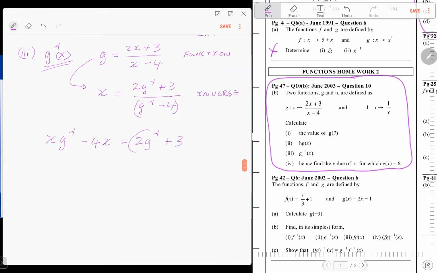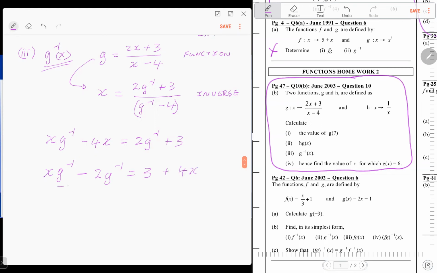Then we want to group the terms with g to the minus 1 onto this side, and this negative 4 we want to take onto that side. That's a transposition. I want to group all the terms with g to the minus 1 on the left side. So that's going to become x times g to the minus 1 minus, when this goes over it becomes a minus, 2g to the minus 1 equals, this plus 3 remains as plus 3, and then this minus 4x goes over and becomes positive 4x.